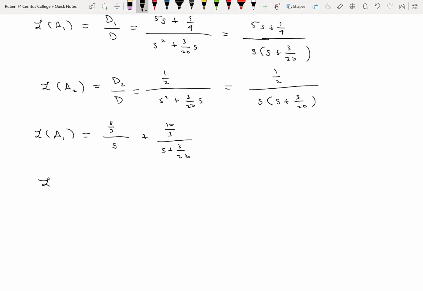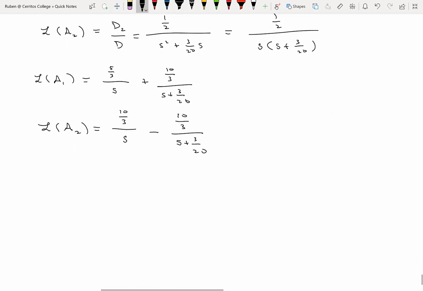And for the Laplace transform of the amount of salt in the second tank, A2, that turns out to be 10/3 over s minus 10/3 over s plus 3/20. If you're so inclined, you can verify the partial fractions. You don't really have to. In fact, I know that I'm going to assign a homework problem that's almost the same thing, so you'll be doing some partial fractions.